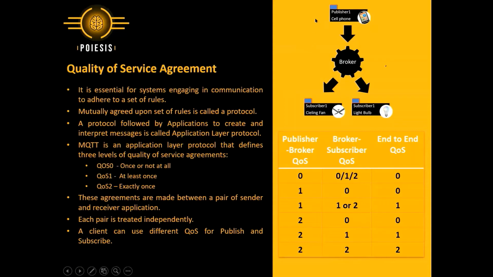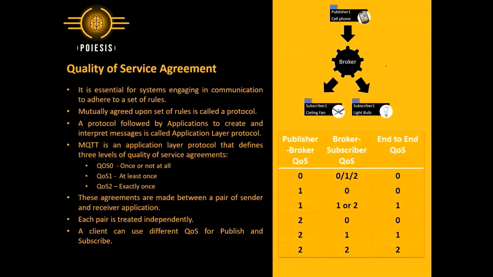A publisher and broker make a pair. Similarly, a broker and subscriber make another pair. Each pair is treated independently, meaning a pair's QoS agreement doesn't depend on another pair's QoS agreement. However, the end-to-end QoS depends on individual pair QoS agreements. The end-to-end QoS is always the lowest of the pairs' QoS levels.